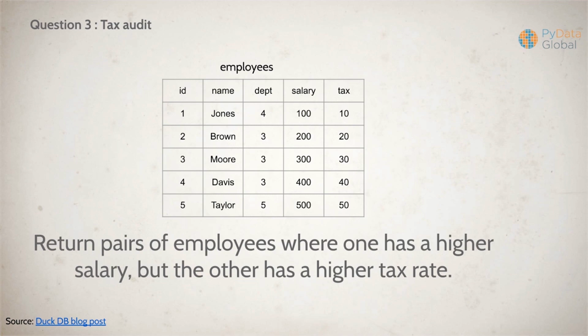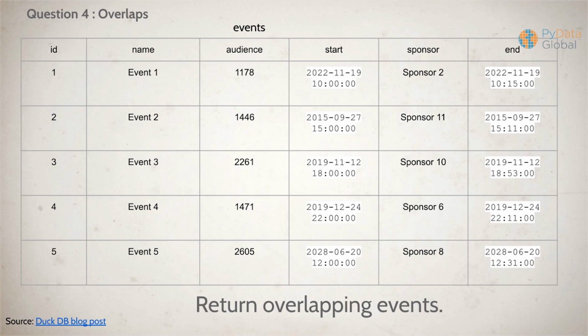Tax audits. You want to find out who earns more but pays less tax compared to another employee. Inequality join comes into play. Again, look at that comparison. A greater than, a less than, a higher, a lower. There is an inequality. Same for events. For time management, you want to find out overlapping events. Again, there is an inequality in there. An inequality join can help you with that.